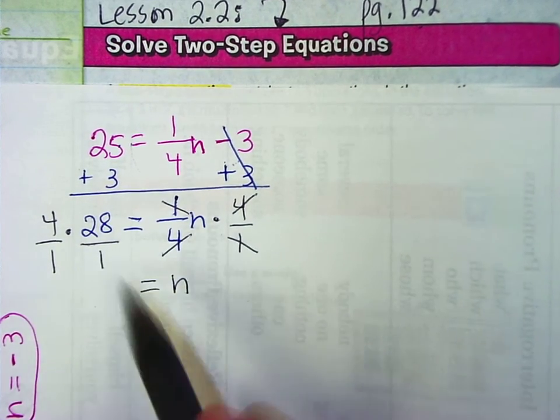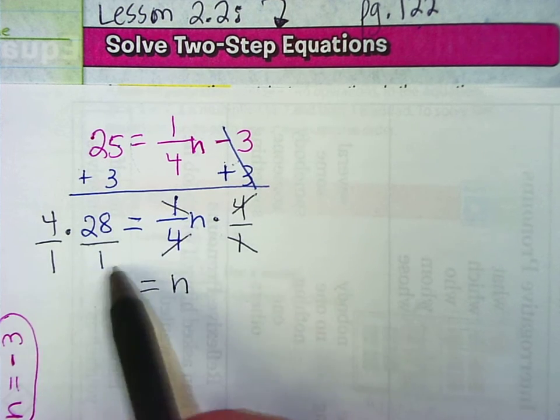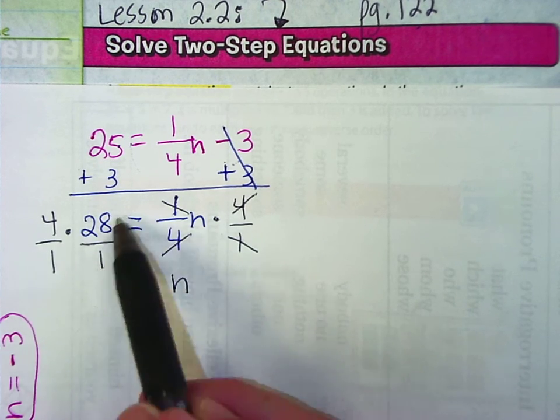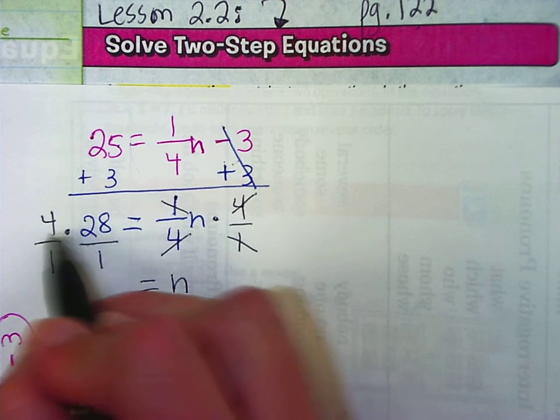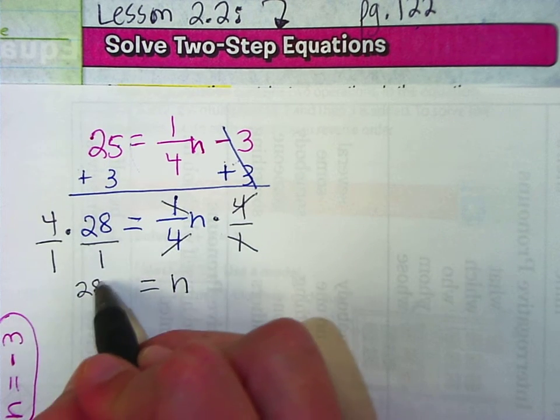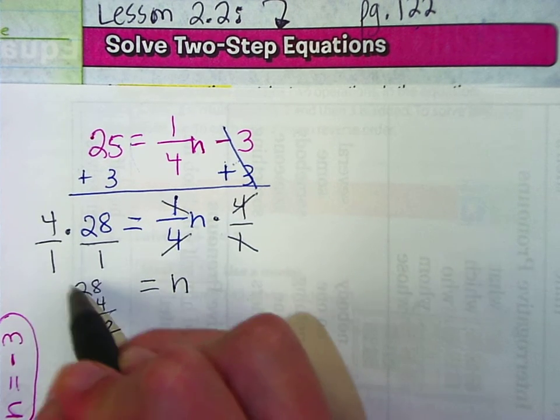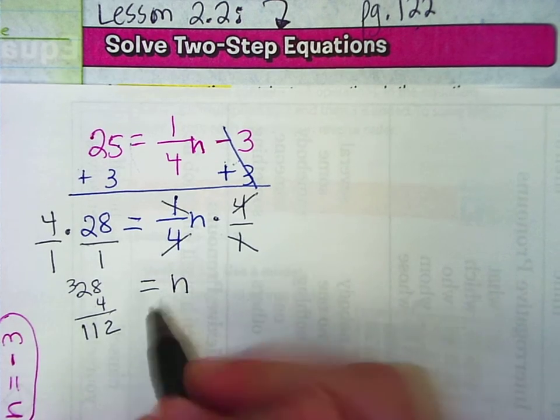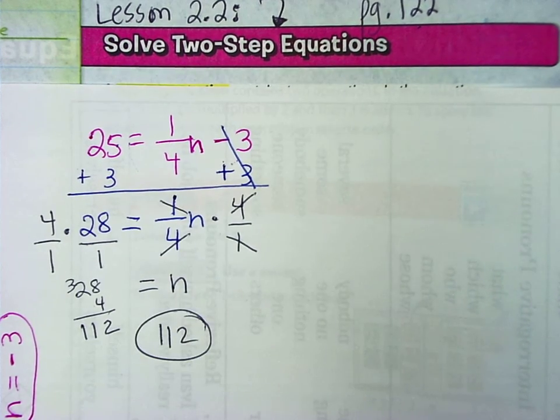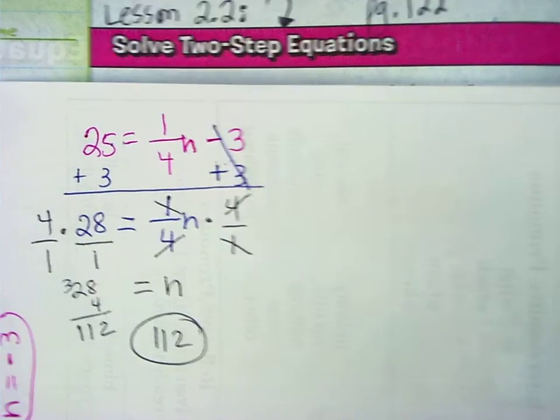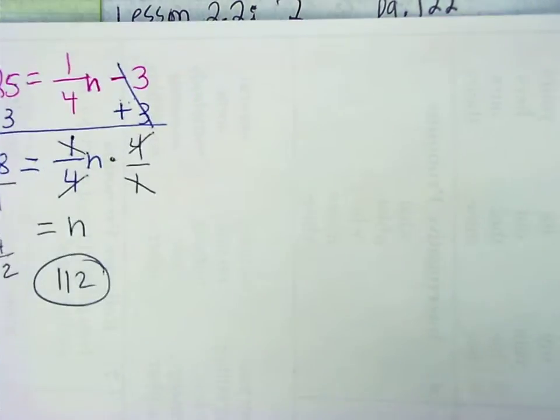And now I'm just going to multiply straight across because I cannot reduce diagonally. So I'm really multiplying 28 times 4. So 28 times 4 is 112. So 112 is my final answer for that one. And let's take a look at one more.